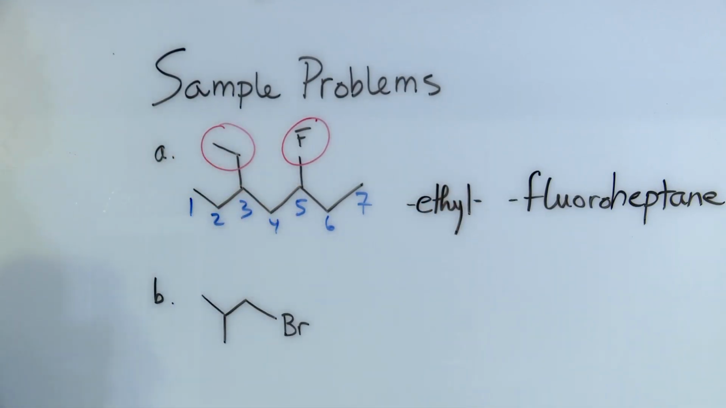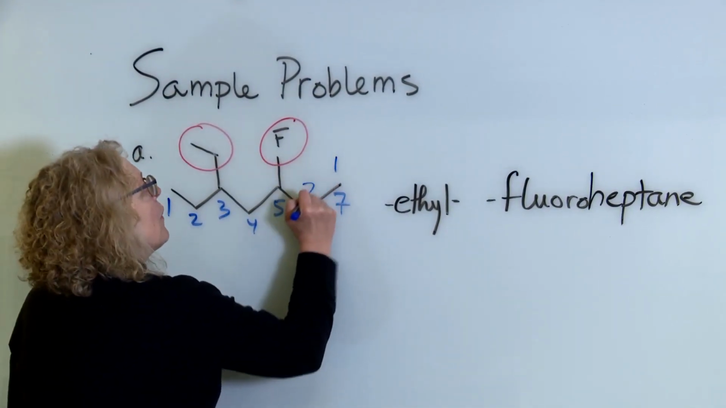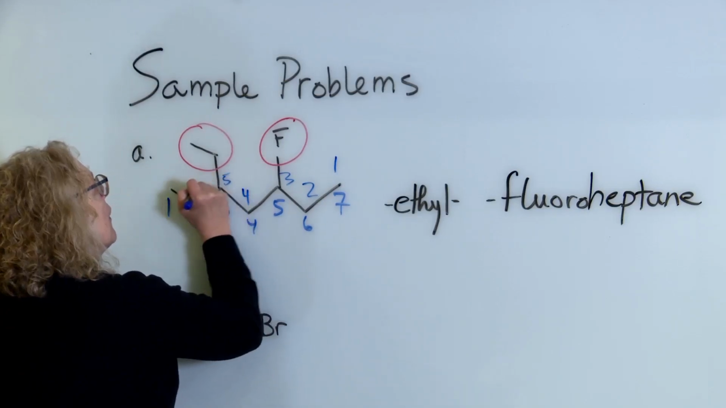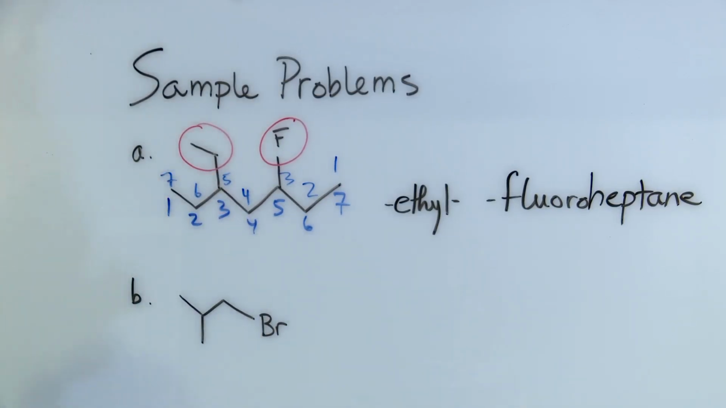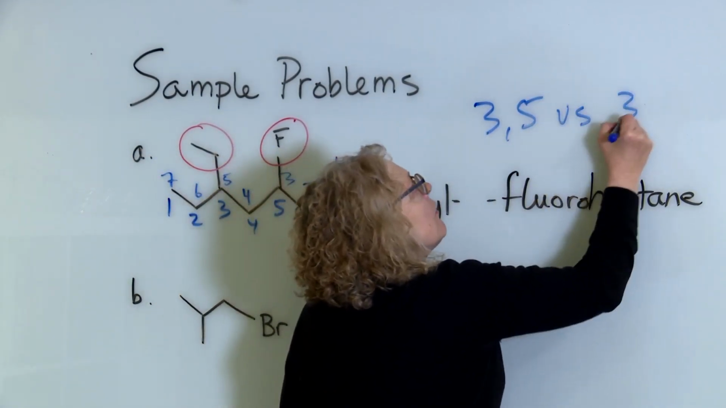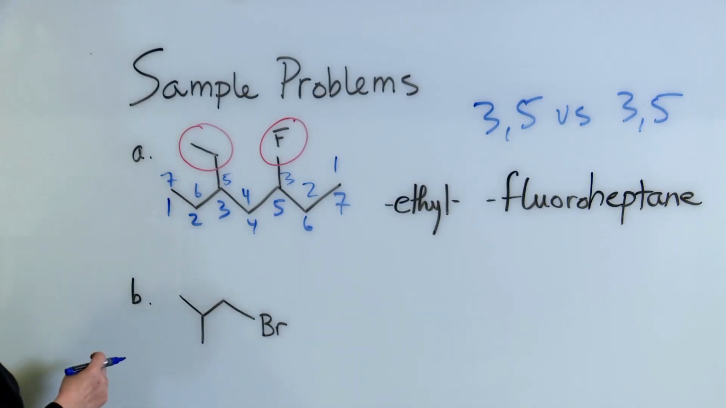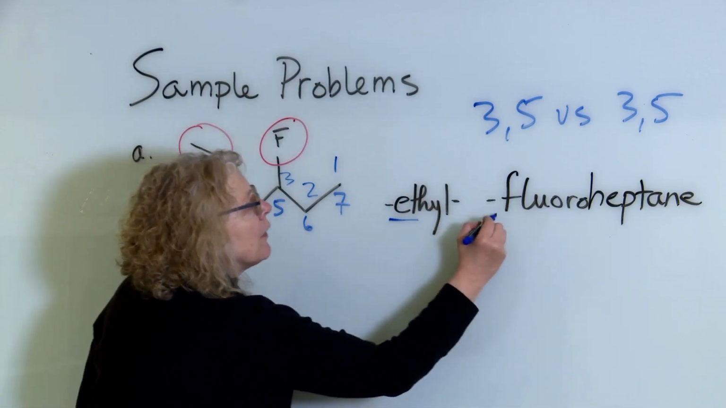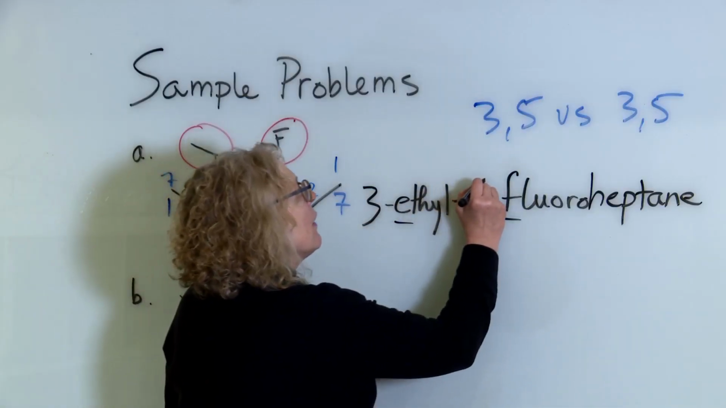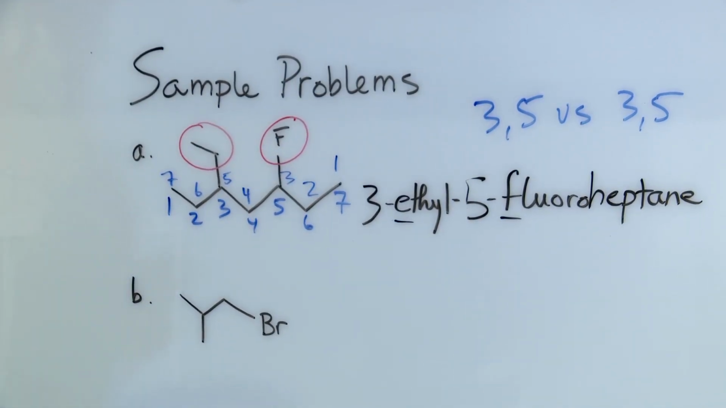So the last question we have to address is which way to number this. Let's go in both directions because it's not obvious. When you go in both directions, you see that it is a 3,5 versus 3,5, so we can't tell from the numbers. The numbers are exactly the same, and when that happens, you default to the substituent with alphabetical priority getting the lowest number. So ethyl is higher priority than the fluoro, so it gets the 3, and the fluoro gets the 5.